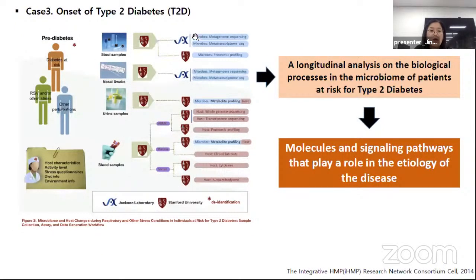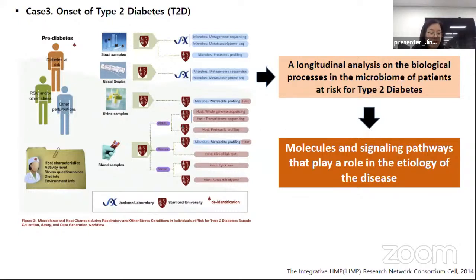Case 3, onset of type 2 diabetes. This is to perform a longitudinal analysis on the biological processes that occurred in the microbiome of a patient at risk for type 2 diabetes. They identified the molecules and signaling pathways that play a role in the etiology of the disease.